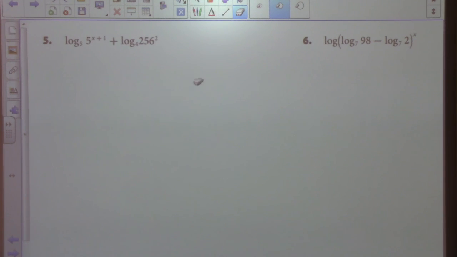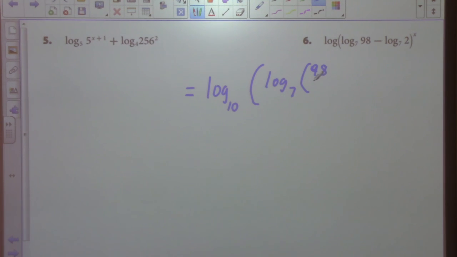All right. Anybody try number 6 at all yet? Nope. Are you kidding? Okay. Number 6, what we have is log, and when we see log like that, that means log base 10, so I'll just write that here. And then this is going to be log base 7 using the quotient property of 98 divided by 2. Those are going to be super easy. Okay, and then we have x up here like this.